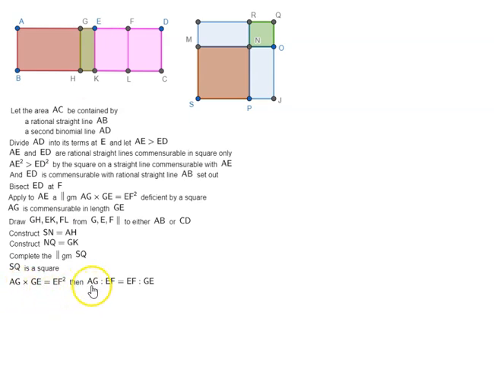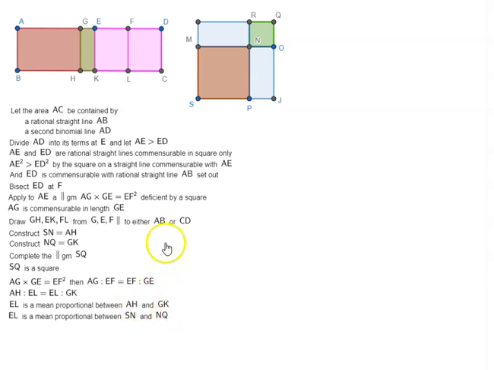Then we can say AG is to EF as EF is to GE, which means the figure on AG, which is AH, is to the figure on EF, which is EL, as the figure on EF, that is EL, is to the figure on GE, which is GK. That means EL is a mean proportional between AH and GK. EL is a mean proportional between SN and NQ. Why? Because AH is equal to SN and GK is equal to NQ.